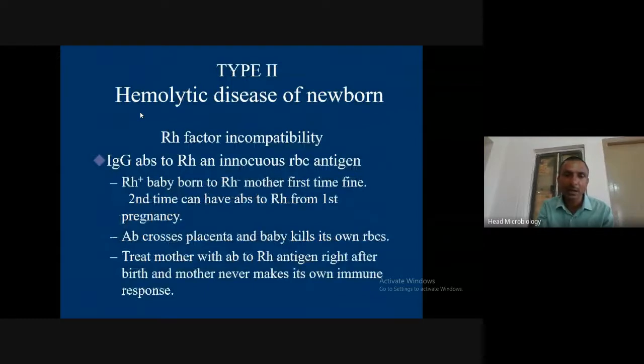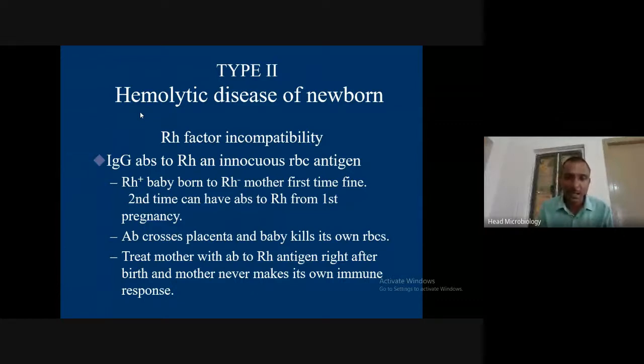It involves Rh factor incompatibility. IgG antibodies to the Rh antigen on RBCs may affect a baby born to an Rh-negative mother and an Rh-positive father. The first time is fine, and the second time the mother can have antibodies to Rh from the first pregnancy. The chances are higher in the first pregnancy, when the Rh-positive baby lives in the mother's womb, and it affects the second baby.